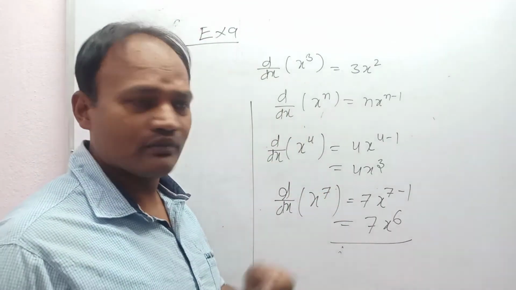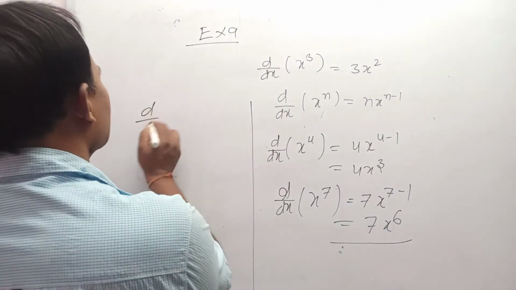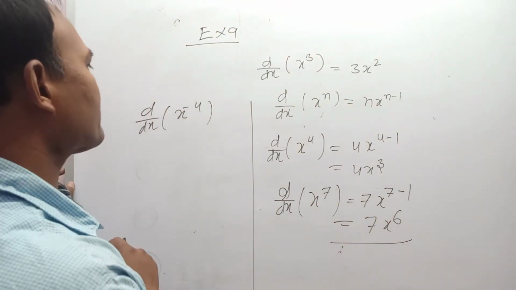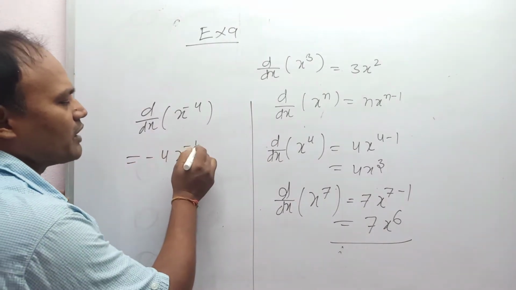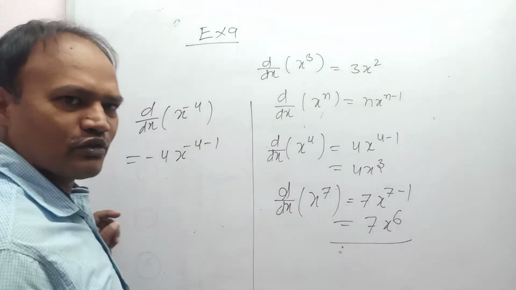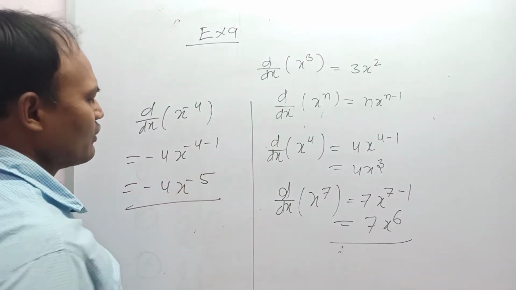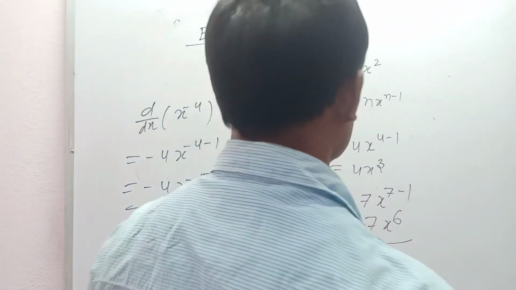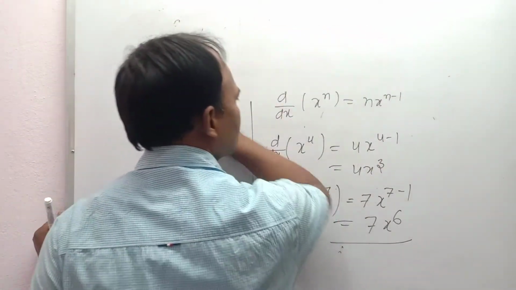Now the next question arises: what is going to happen if there is a negative sign on the power? Suppose the question is d by dx of x to the power minus 4. So we can say that it is minus 4 x to the power minus 4 minus 1. It is the same formula. So we can say that it is minus 4 x to the power minus 5. Okay students, this is your answer. Next we are going to solve some more questions to understand differentiation.